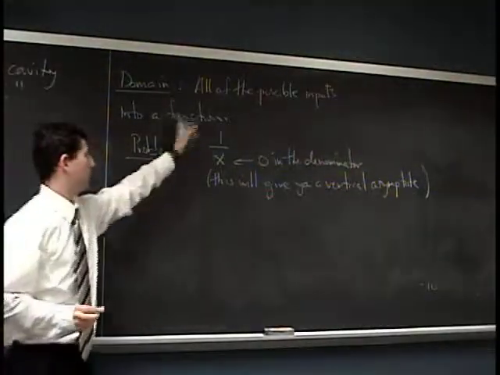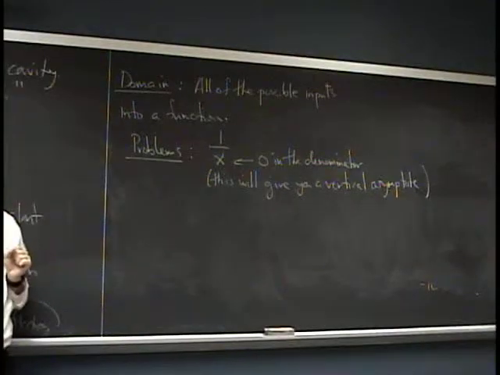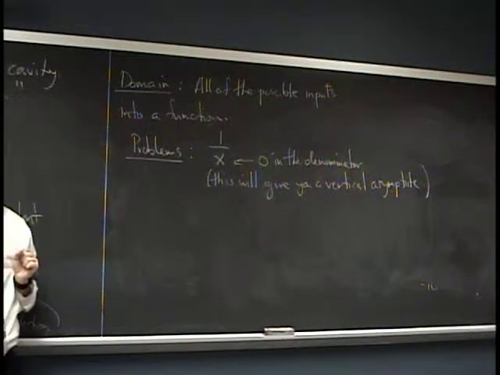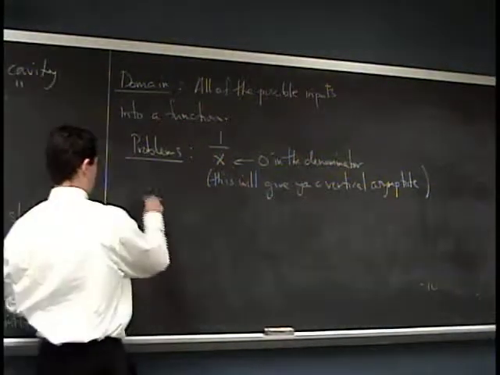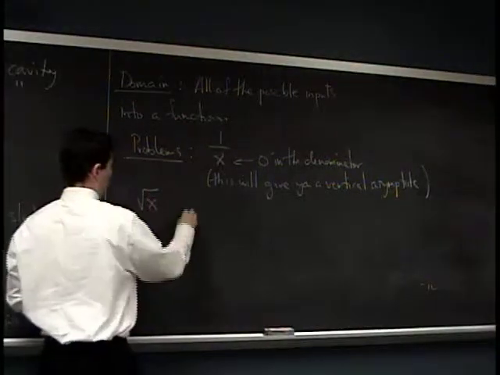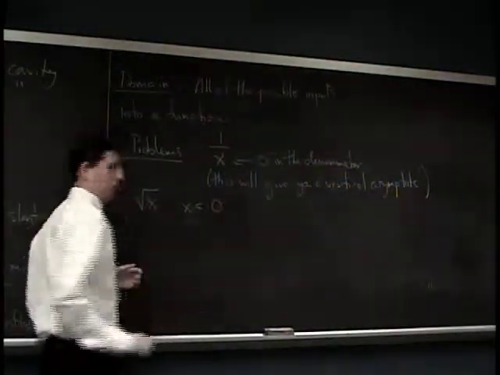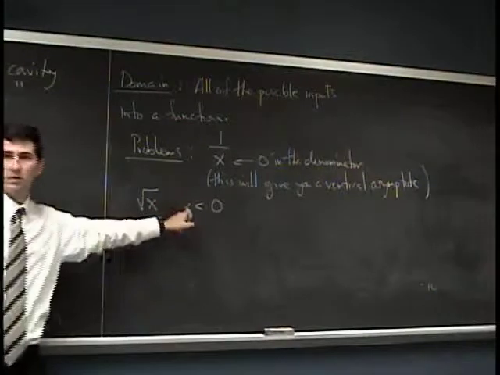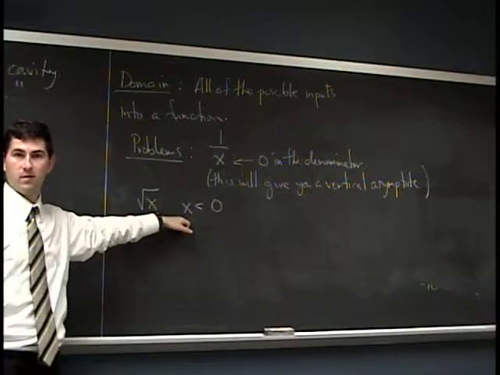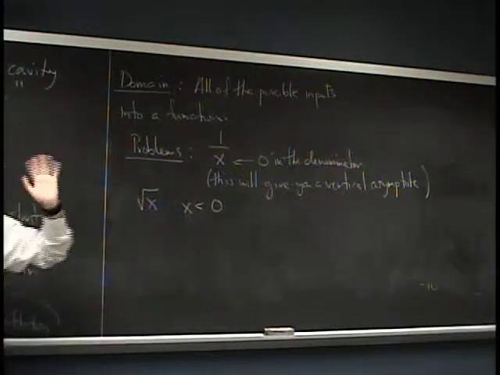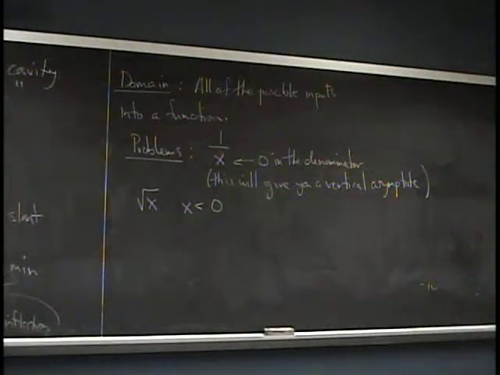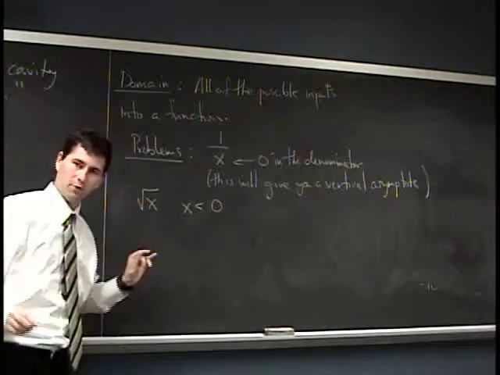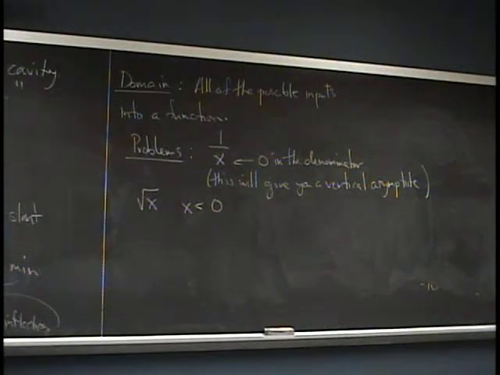What's another problem we could have with a domain? The square root of a negative number. You have the square root of x, and x is less than 0. What about at 0? What's the square root of 0? 0. Good. Sometimes people worry about that. Can I do the square root of 0? Yes, of course you can. 0 squared is 0.